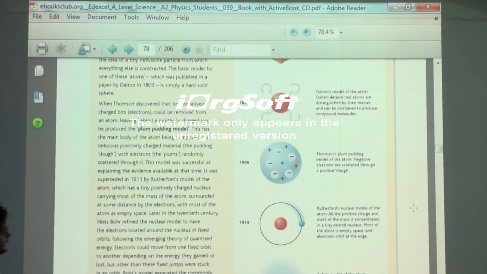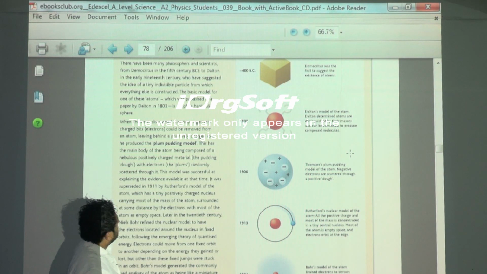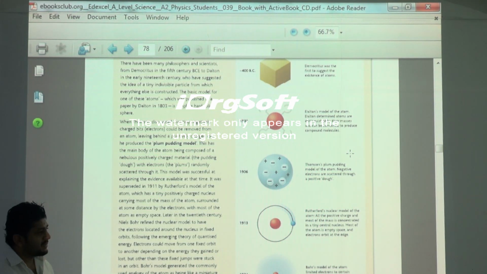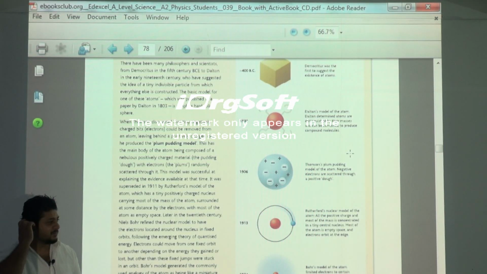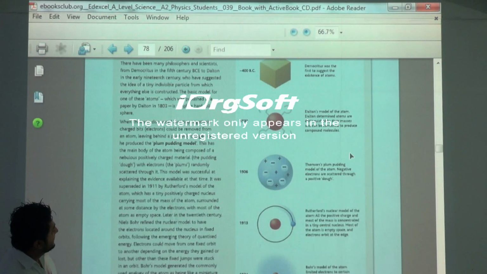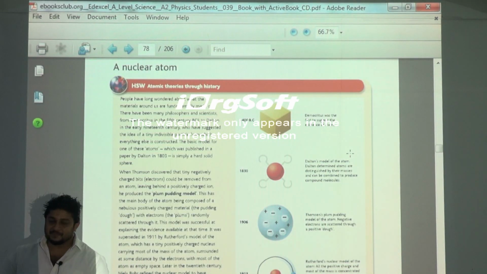And then here you can see some of the atomic models they had earlier. What is minus 400 BC? BC is anyway before, right? I don't know, anyway, somehow a long time before, right? Anyway, somehow that's the first atomic model.